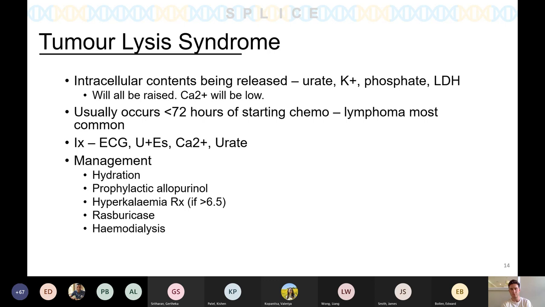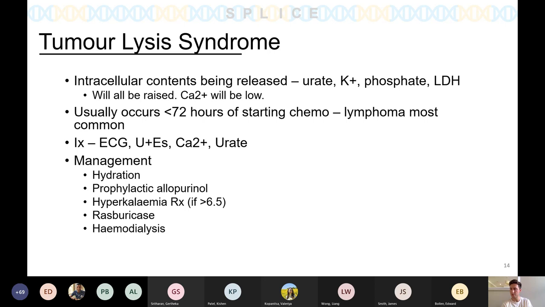That's the classic signs will be high levels of potassium or high levels of phosphate, high levels of urate. The other thing you'll see is that calcium can be quite low, and that's because it tries to sort of mop up the extra levels of phosphate. This typically occurs within 72 hours of starting chemotherapy.